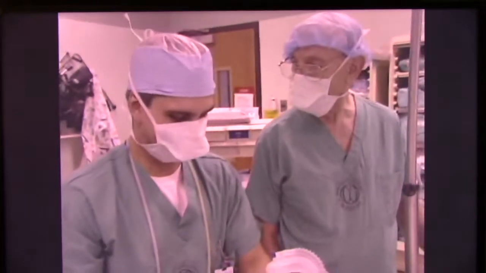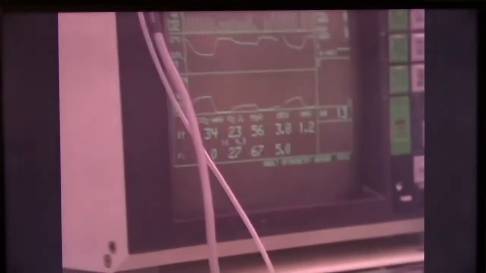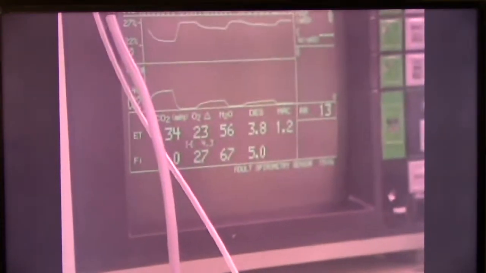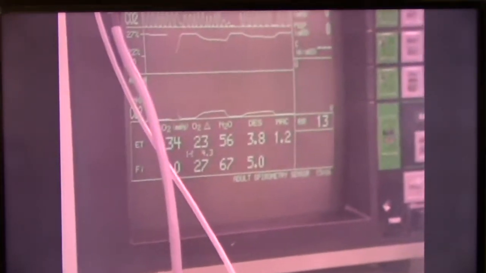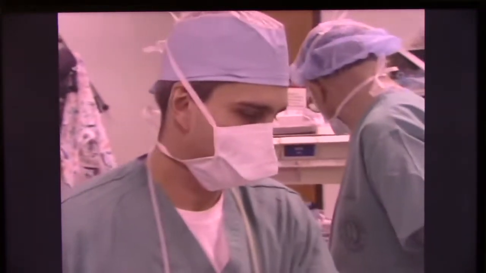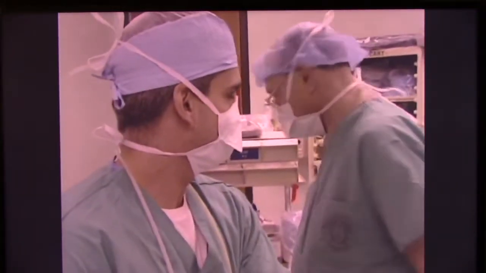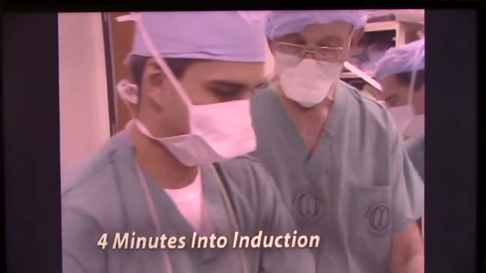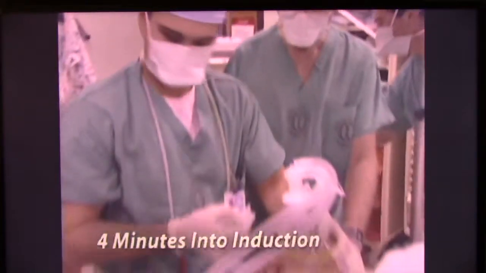Okay, we have now up to 56% nitrous and 3.8% desflurane. She is still obstructed. I think it's time to put an oral airway in. Can you do that? Yes. You're going to have to be very quick. Can you do that? Yes, sir. All right. Go for it.